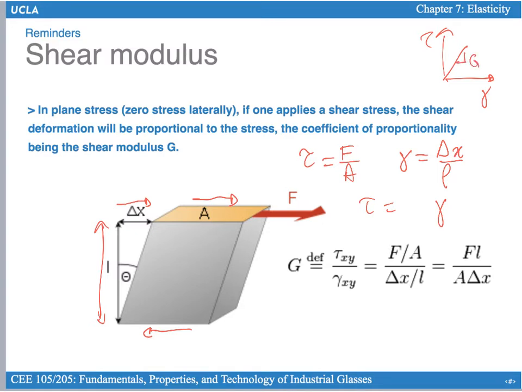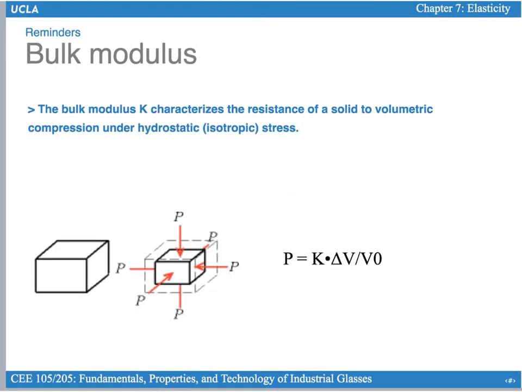And in that case, the slope is the shear modulus, which gives you an estimation of, for a given shear stress, what will be the corresponding shear deformation. So the higher is the shear modulus, the lower will be the deformation for a fixed shear stress. The last parameter that is useful is the bulk modulus, which characterizes the resistance of a material to change its volume when subjected to a hydrostatic pressure.